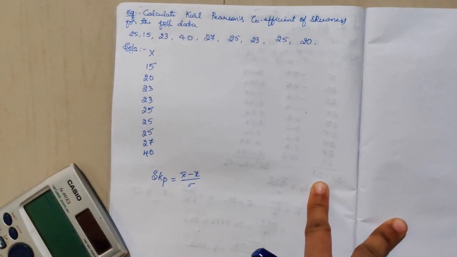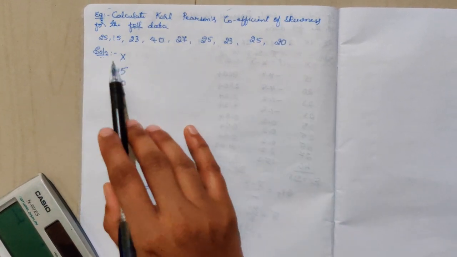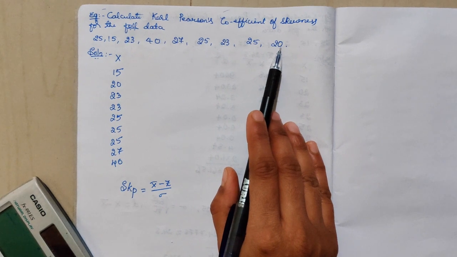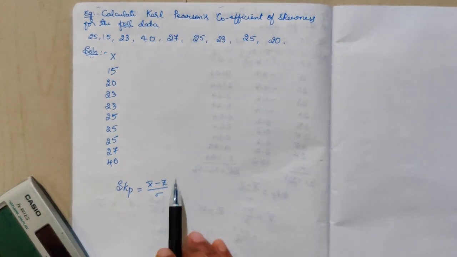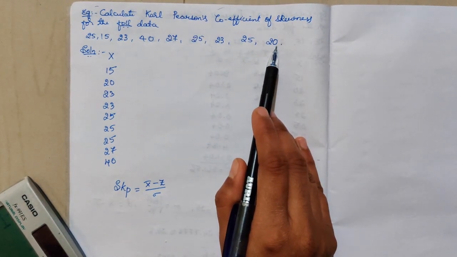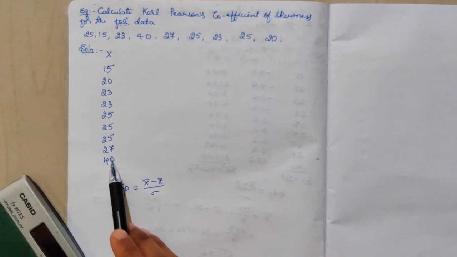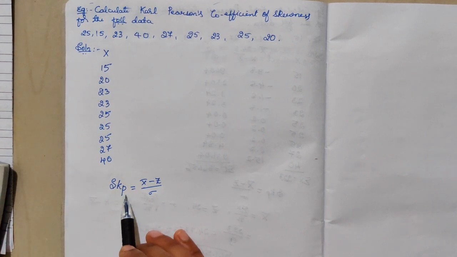So here we have to calculate the Karl Pearson coefficient of skewness. Here they have given the listed values to you. While observing the data itself, we can identify it's an example of an individual series. To make the calculation simple, I have arranged the given data in ascending order. So now we have to find the coefficient of skewness.